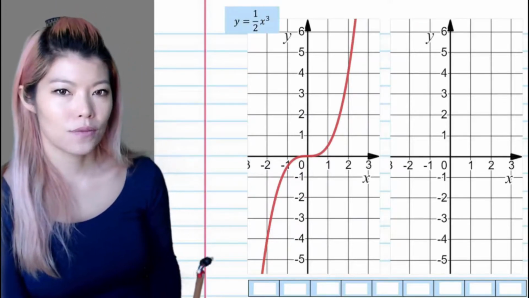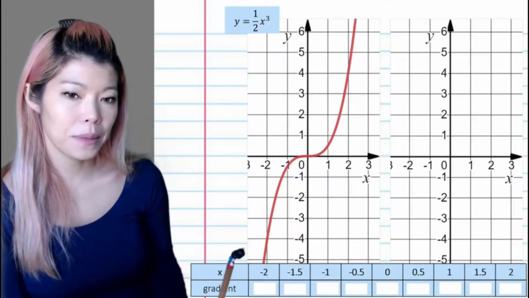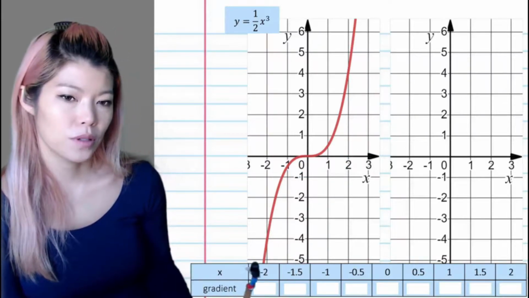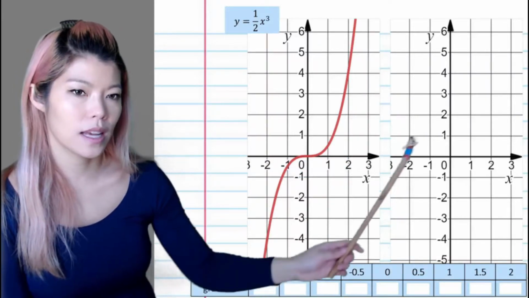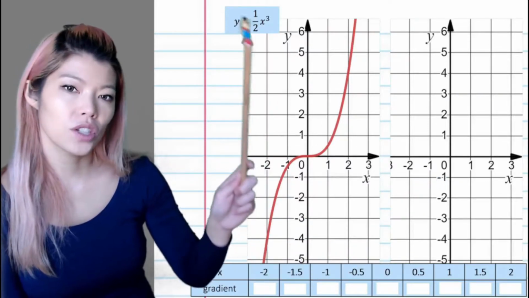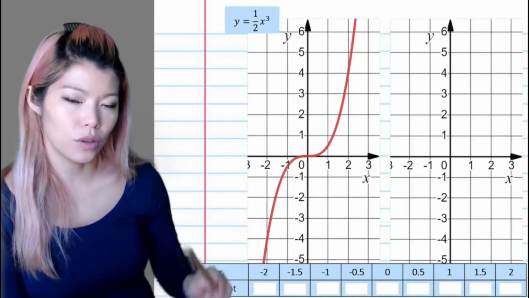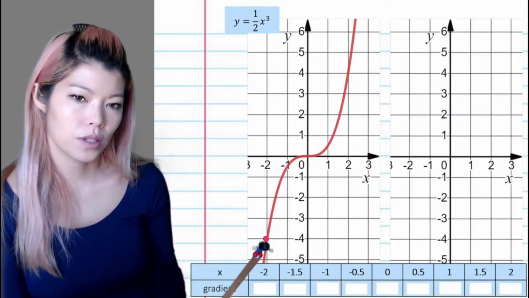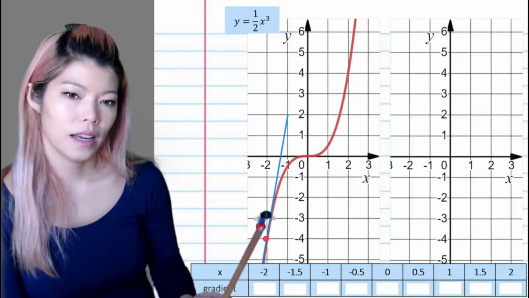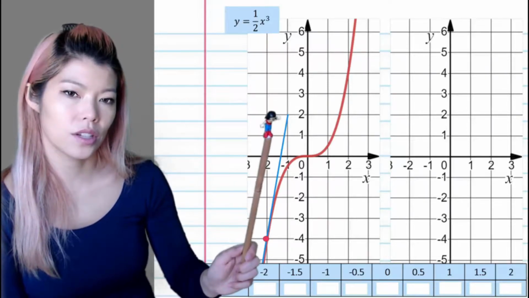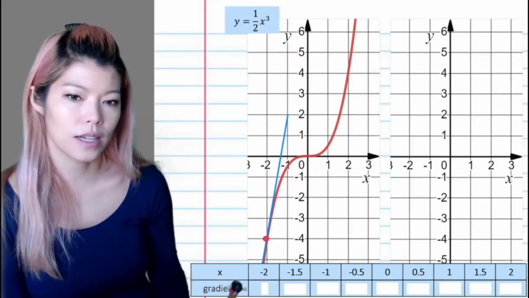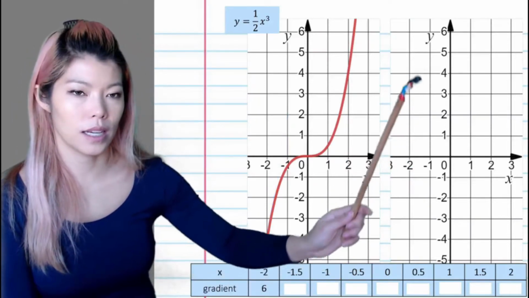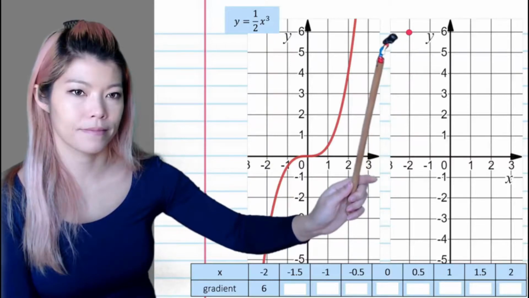Let's pick some x values. I've picked -2, -1.5, 1, etc. And I'm going to figure out the gradient for each of these points and then sketch it over there. My equation is a half x cubed for the original function. So at -2, let me put the dot there, I'm going to draw a tangent. And we can see that the gradient of this tangent, rise of 6 over run 1, is 6. So on my gradient function, I'm going to plot at -2, the 6 over there.